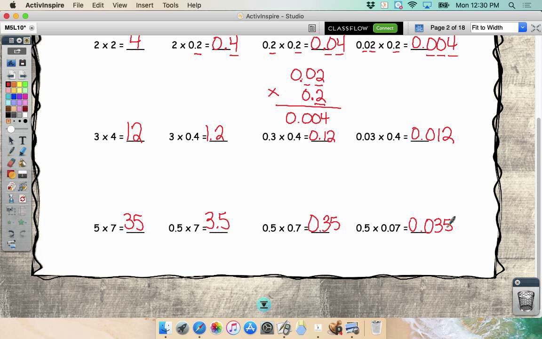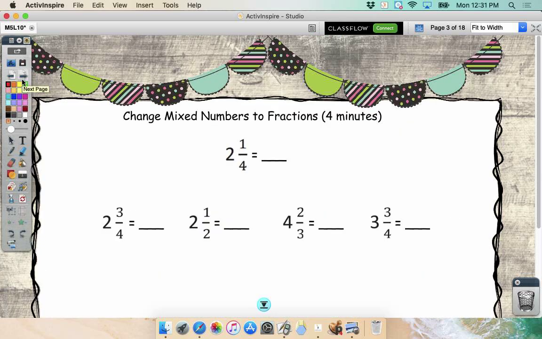All right, you're probably going to see that on assessments. It'll be a problem like with area or something, and you'll have to know what to do with the decimals when you multiply. Okay? All right, so let's look at this one.